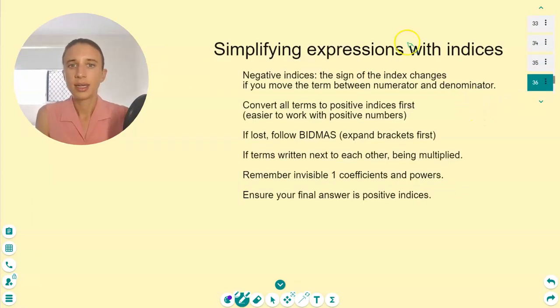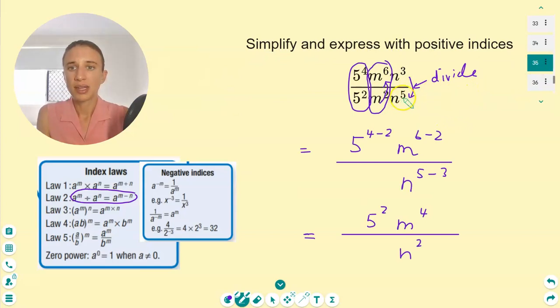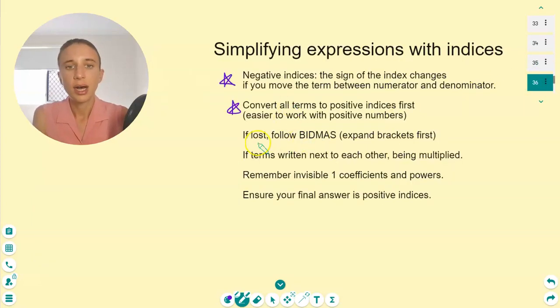Okay. And these are the key takeaways from today. Negative indices: the sign of the index changes if you move the term between the numerator and denominator. And convert all terms to positive indices first because it's easier to work with positive numbers. So back here, I choose to bring the n cubed down because it would work with positive indices. If you're lost, follow BIDMAS, expand the brackets first. If terms are written next to each other, they're being multiplied, and a few others.